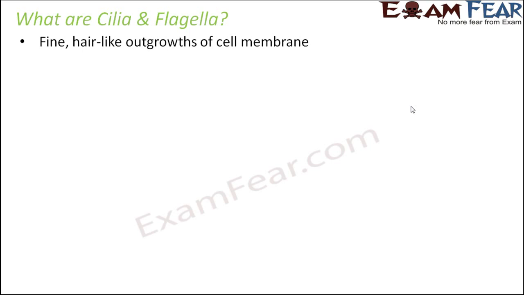These are fine hair-like outgrowths of the cell membrane. So from the cell membrane itself, there might be small thin outgrowths and they are termed cilia and flagella. Now these are two different things. Cilia are relatively shorter in length and flagella are the ones which are longer and bigger. They help in movement of the cell or the surrounding fluid.